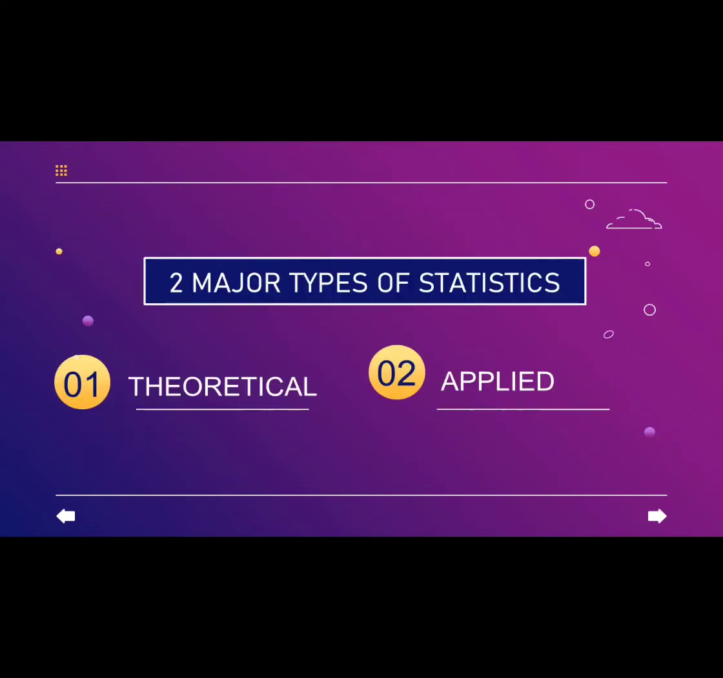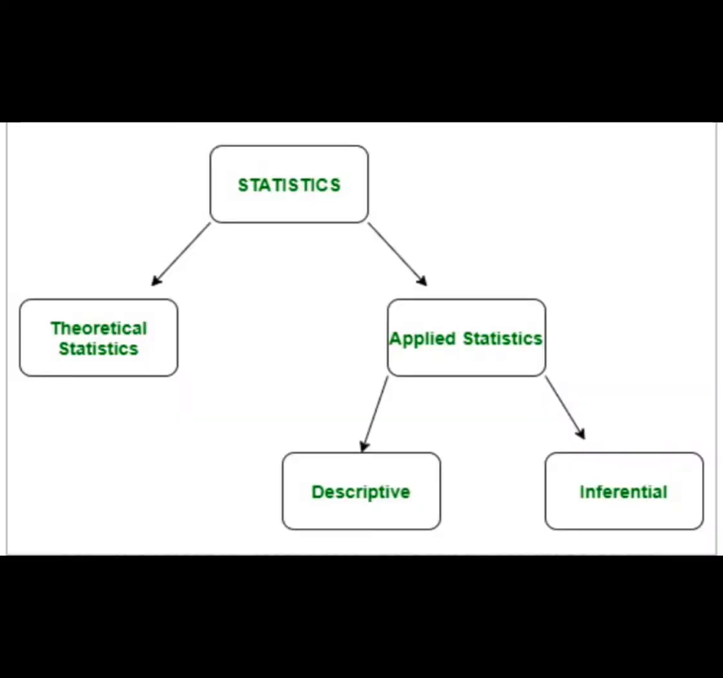There are two major types of statistics: theoretical and applied. Theoretical or mathematical statistics deals with the development, derivation, and proof of statistical theorems, formulas, rules, and laws, while applied statistics involves the applications of those theorems, formulas, rules, and laws to solve real-world problems.